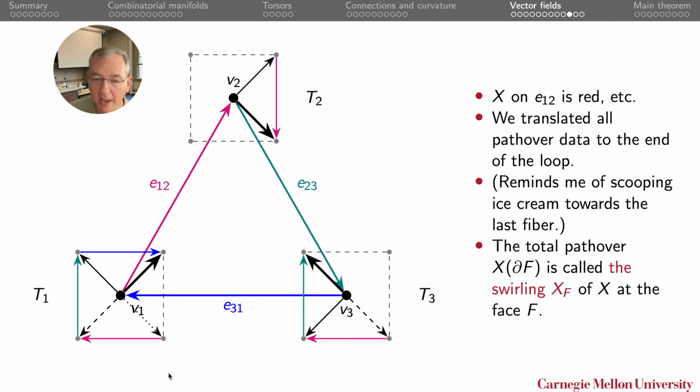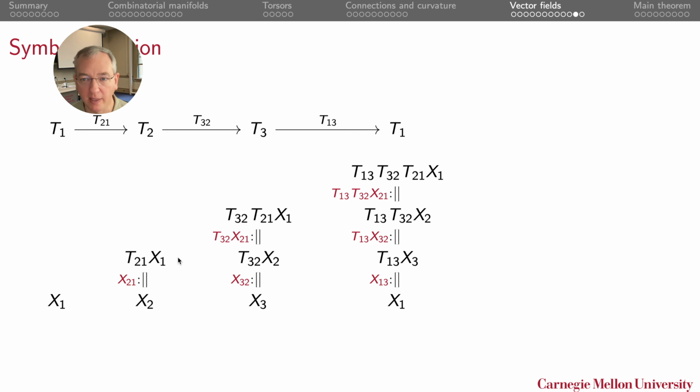So the total path over this path, red catted with green, catted with blue, is called the swirling of x at the face f. We'll call it xf. It's really just x of the boundary, right? That's called swirling. And we need this intermediate concept for a couple of reasons, including our big proof. So that's why we're defining that.